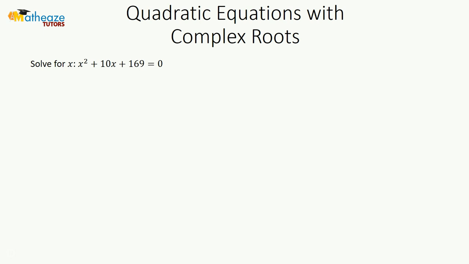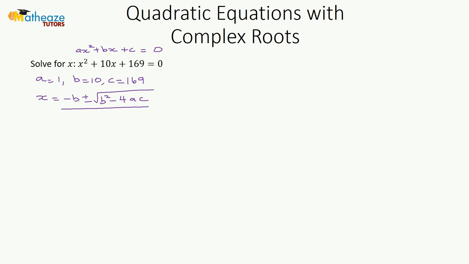We apply the same method. We have ax squared plus bx plus c equal to 0. So a equal to 1, b equal to 10, and c equal to 169. But we know that x is equal to negative b plus or minus the square root of b squared minus 4ac divided by 2a. So let's substitute.